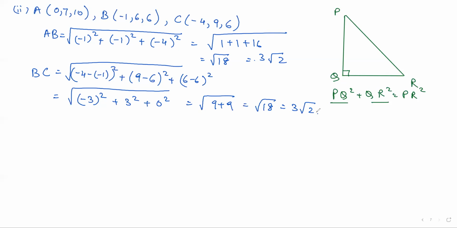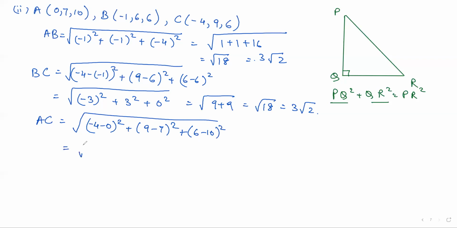Okay. Next, AC. AC is equal to root of -4 minus 0 whole square plus 9 minus 7 whole square plus 6 minus 10 whole square. This is equal to root of 16 plus 2 square 4 plus 4 square 16, which is equal to root 36. This is equal to 6.